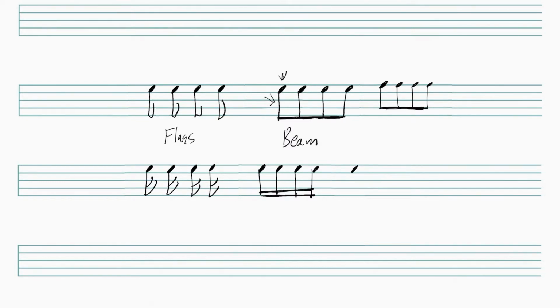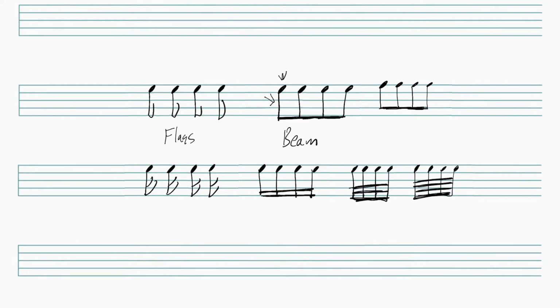Likewise, if you were to draw 4 32nd notes, you would have 3 beams on those, and if you were to draw the 64th notes, you would have 4 beams on the 64th notes.